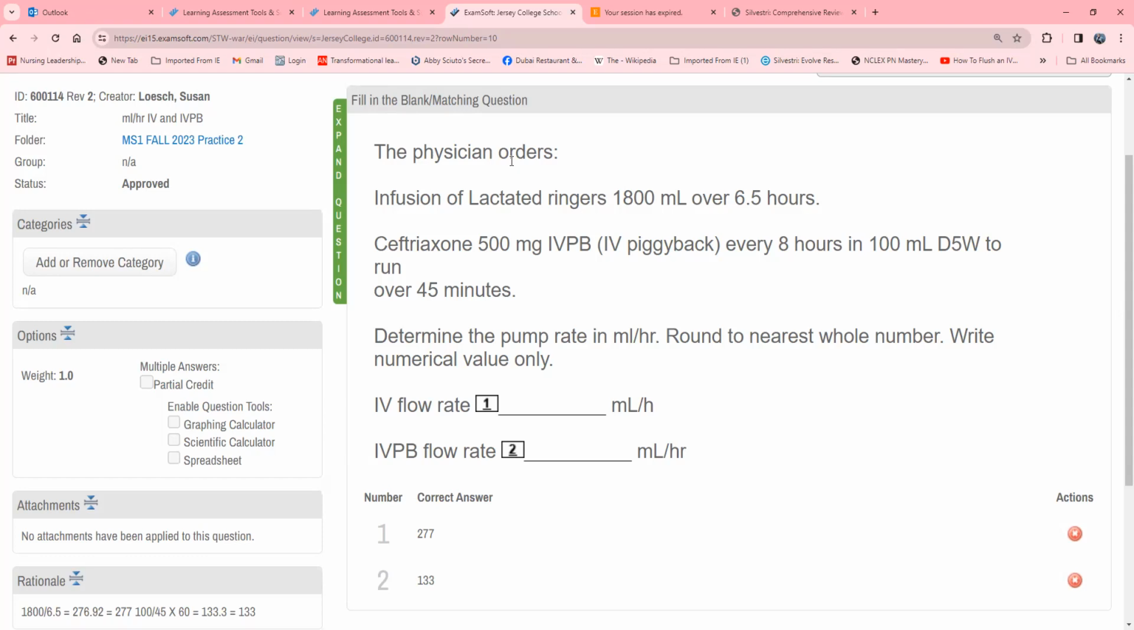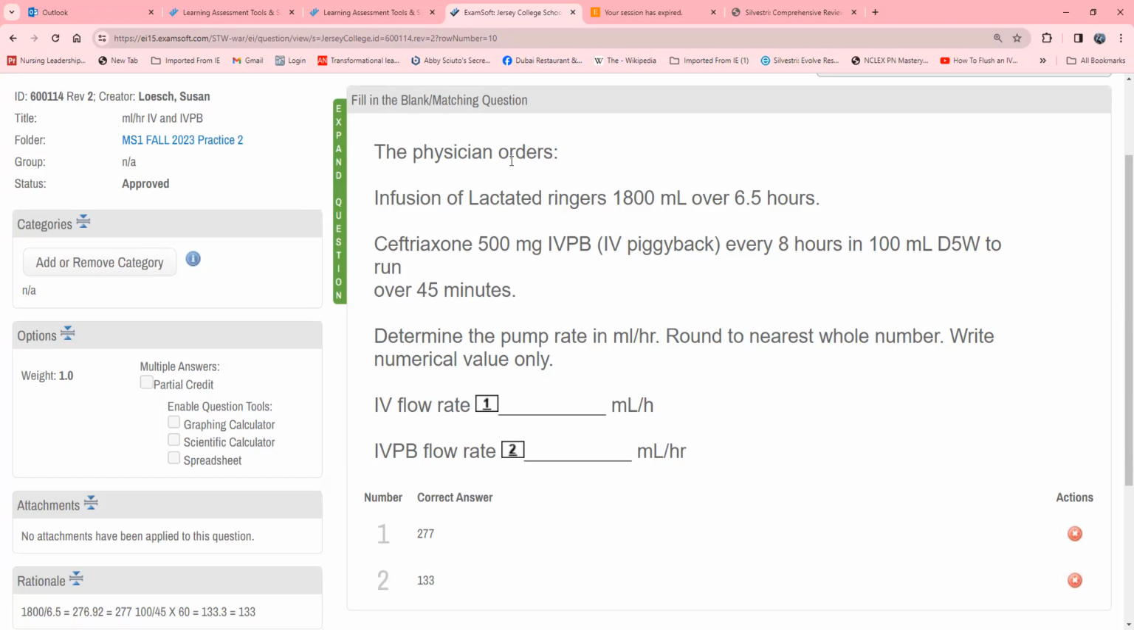See where it says it's the lactated one, the top one? If that said lactated ringer is 1800 milliliters over 6.5 hours with a drip factor of 10, now that would have been different. It would have asked you for a drip rate in minutes, not a pump rate in mLs per hour. That's the difference.